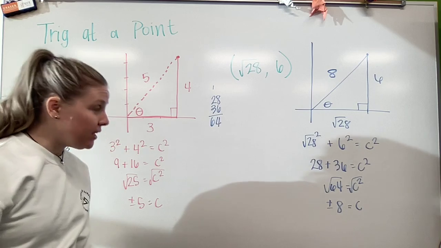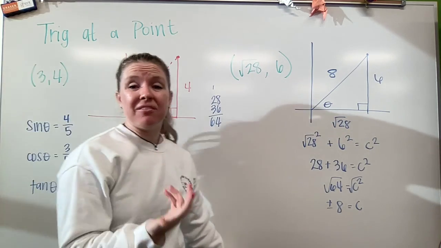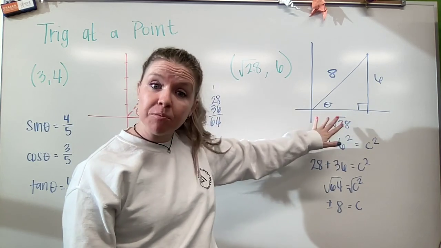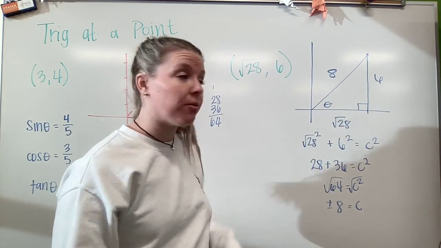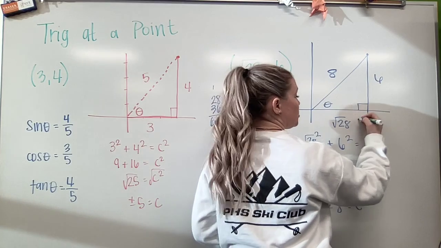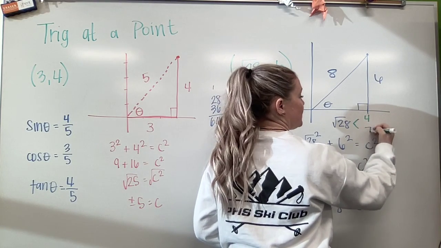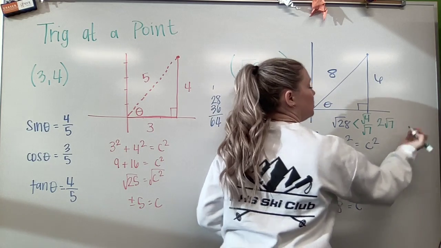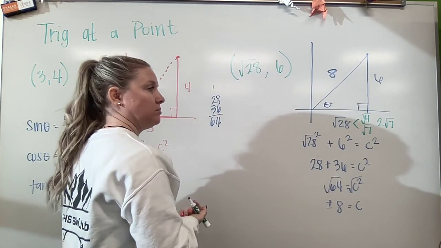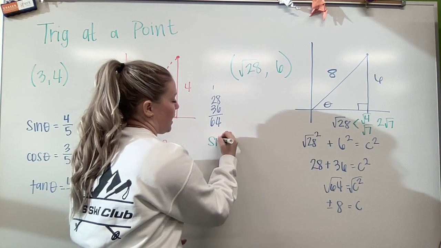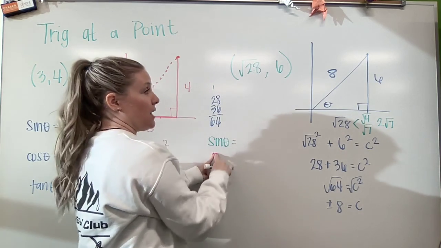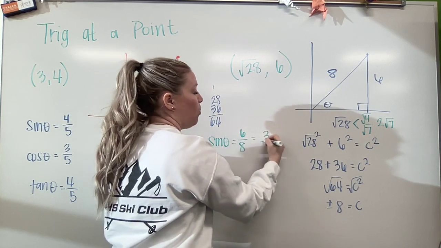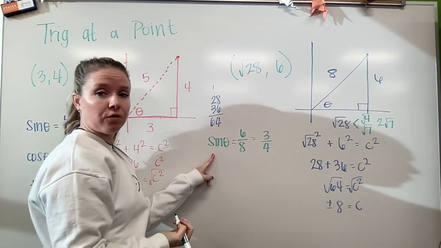All right, a couple things with this one, a little bit of an extension. I don't want to keep it in the square root of 28. We know how to simplify radicals, so we're going to simplify the radical. So factors of 28, that's 4 and 7. I square root both, so I get 2 root 7. Okay, so when I have sine, sine is opposite over hypotenuse, so that's 6 over 8, and we always reduce, so I get 3 over 4.